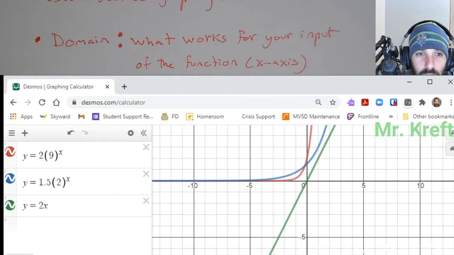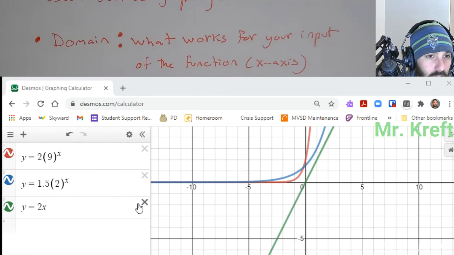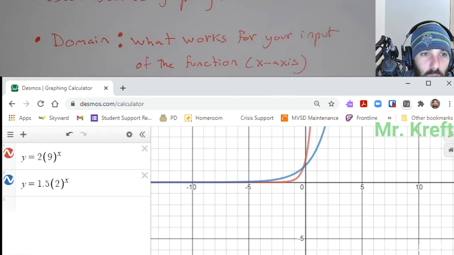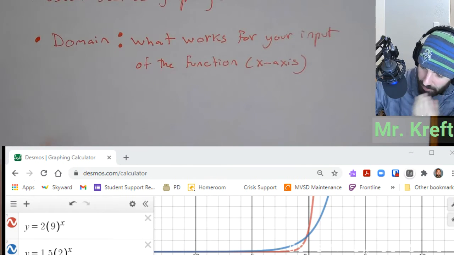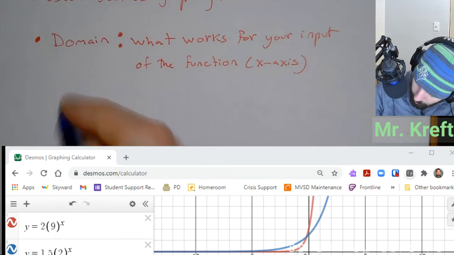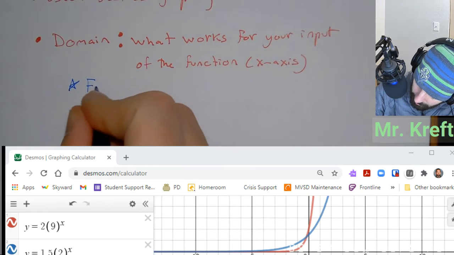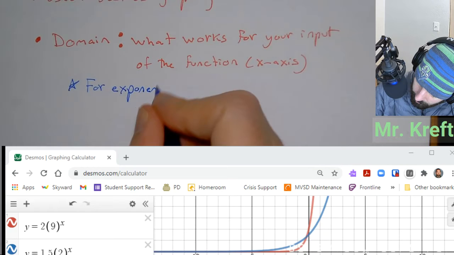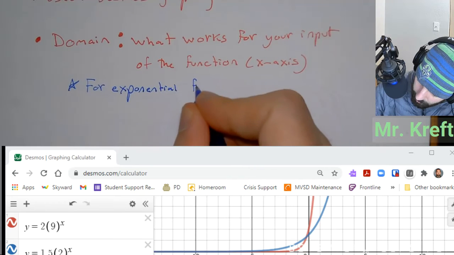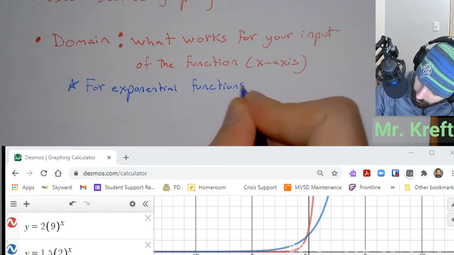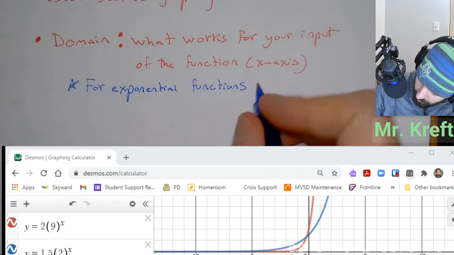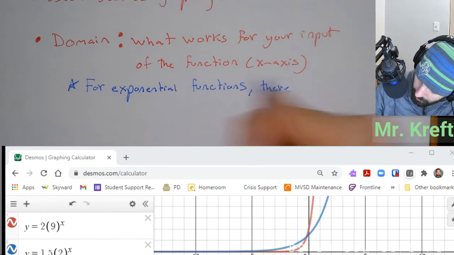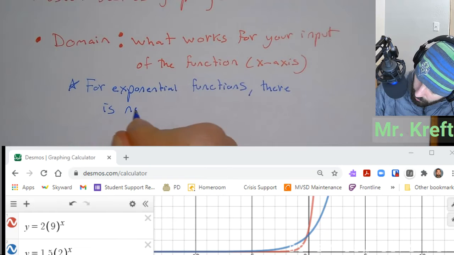So what we're going to find for our exponentials is that there is no domain restriction. Okay? So let's just write that in blue. For exponential functions, there are no domain restrictions.